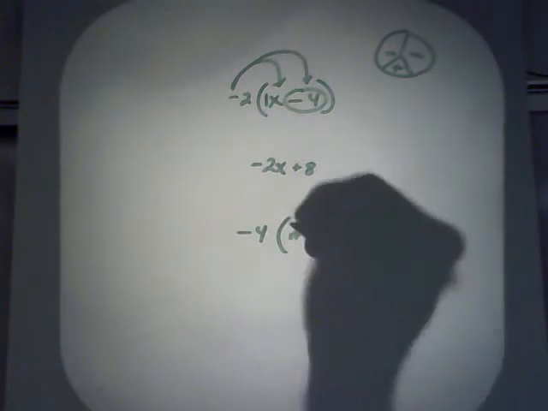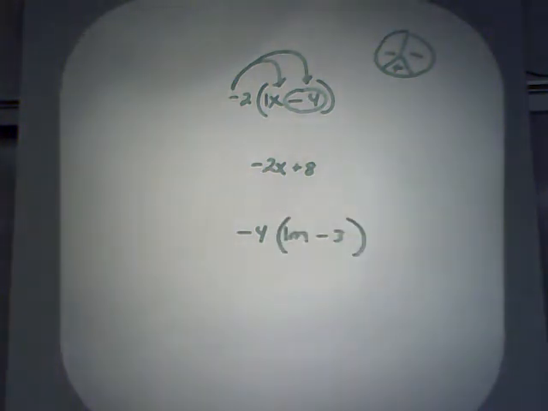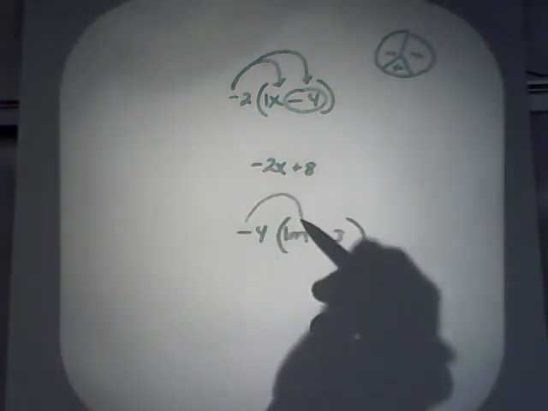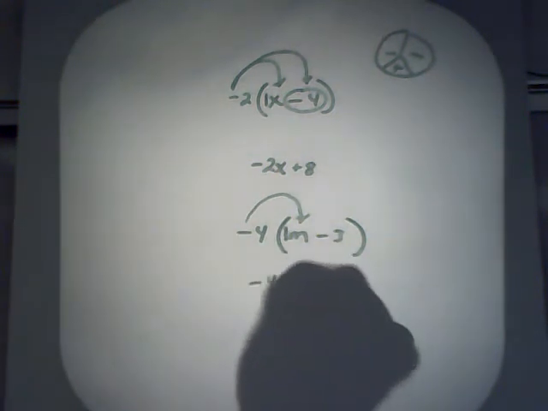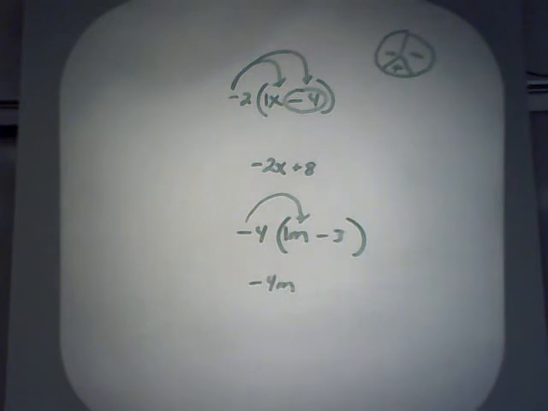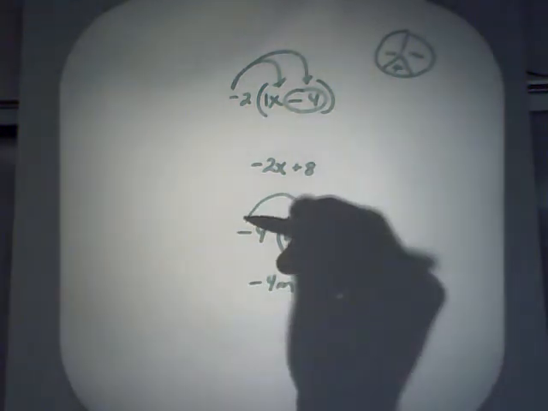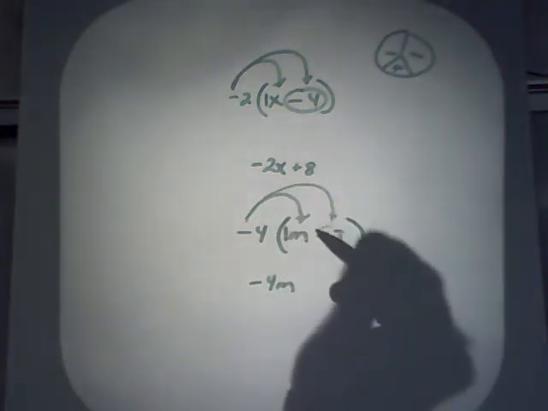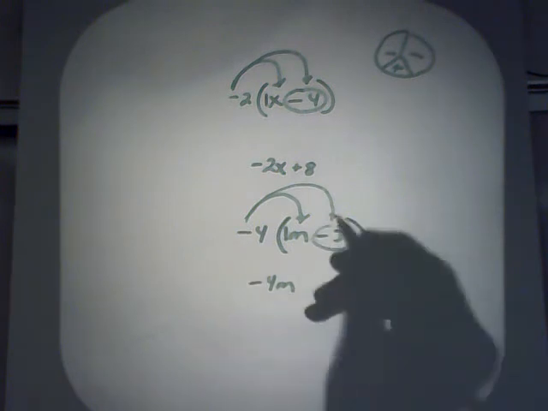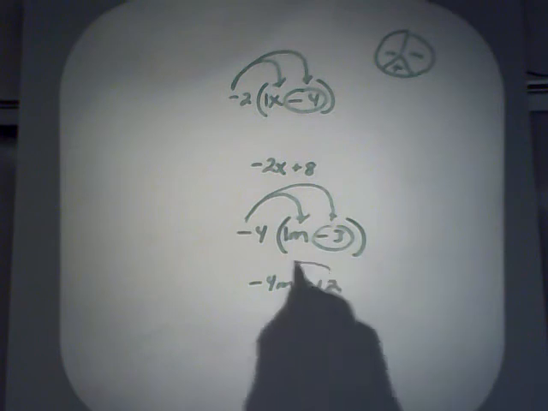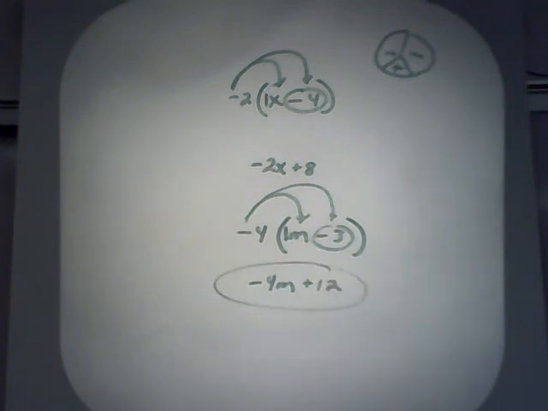Okay, here we go. I got a lonely letter. Negative 4 times 1m gives me what? I got negative 4m. Negative 4 times, careful, let's circle it. What's a negative times a negative? Positive. I get positive 12. So I got negative 4m plus 12.